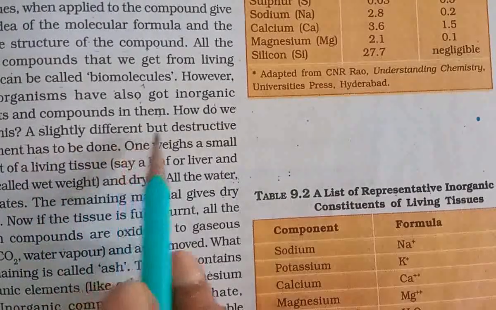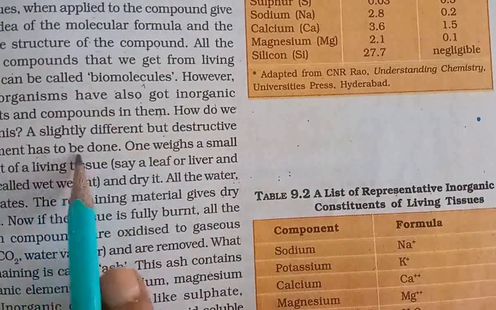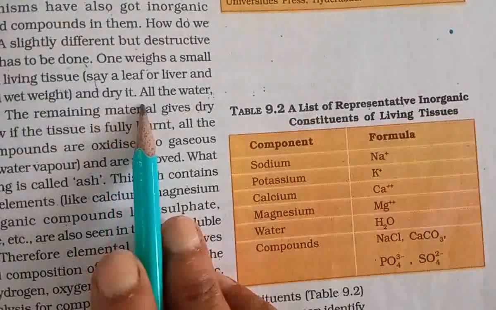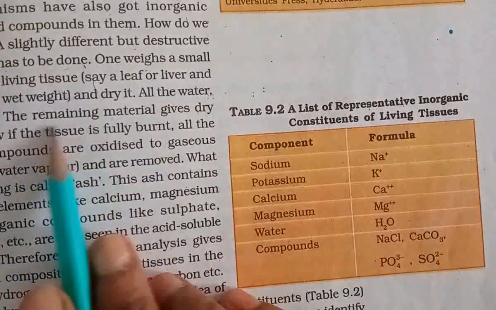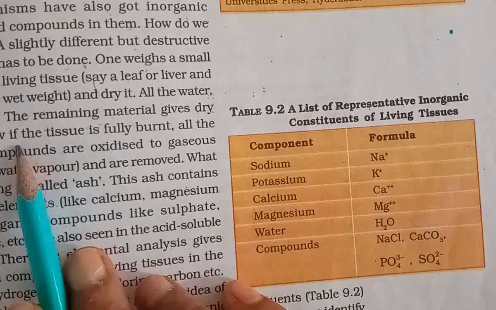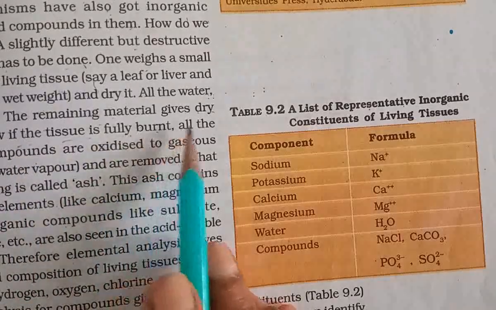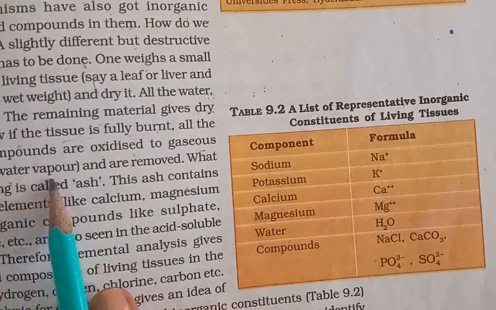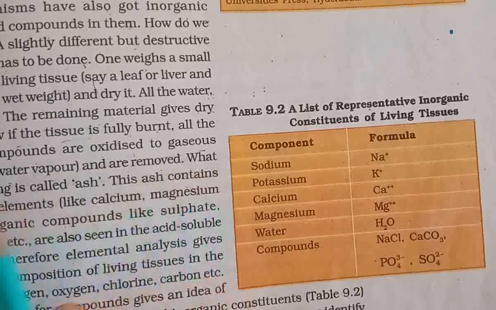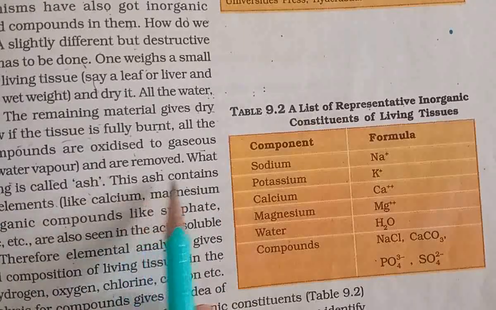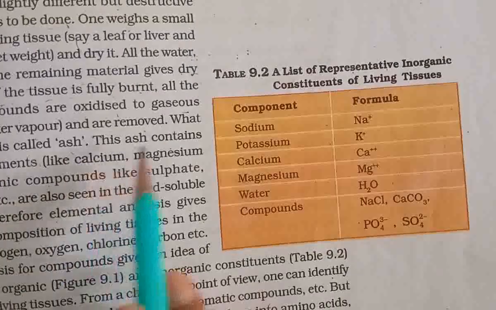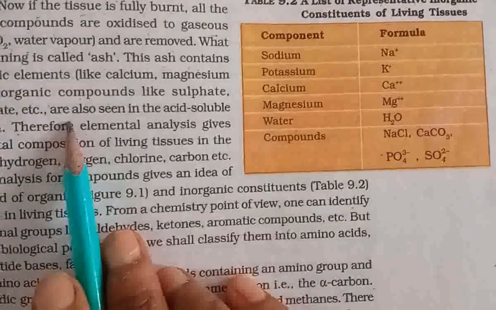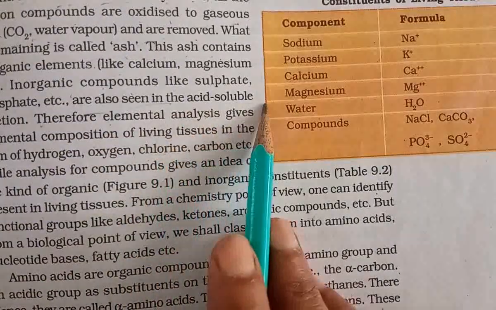A slightly different but destructive experiment has to be done. One weighs a small amount of the living tissue and dries it. All the water evaporates and the remaining material gives the dry weight. Now if the tissue is fully burnt, all the carbon compounds are oxidized to gaseous forms, CO2 and water vapor, and are removed. What remains is called ash, and this ash contains inorganic elements like calcium, magnesium, etc. Inorganic compounds like sulfate, phosphate, etc. are also seen in the acid soluble fraction.